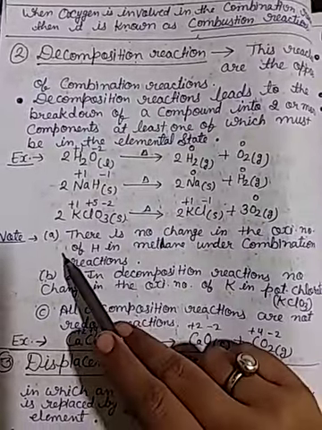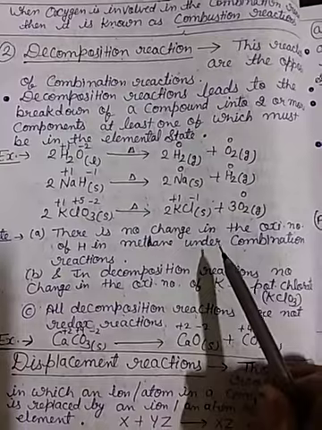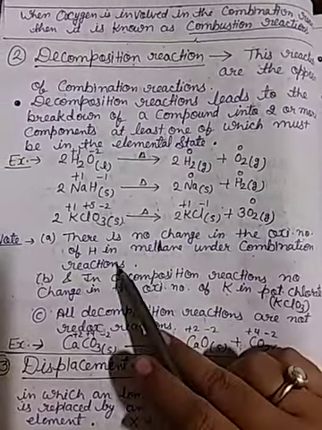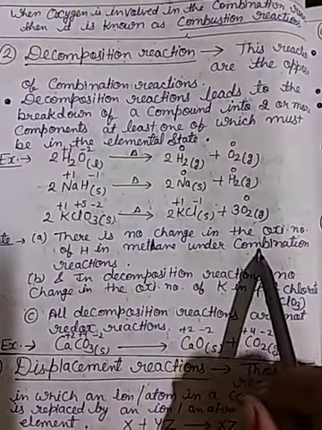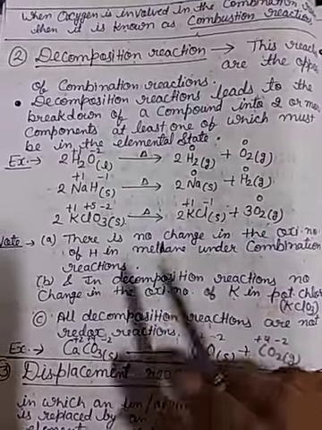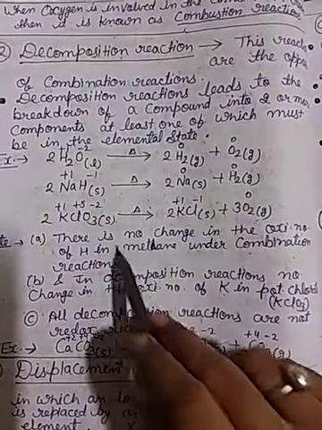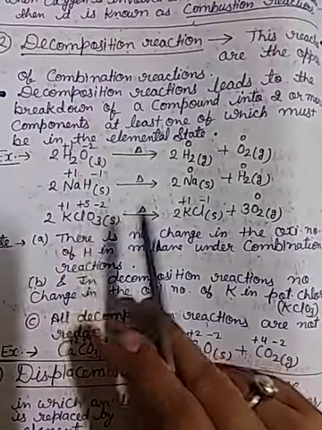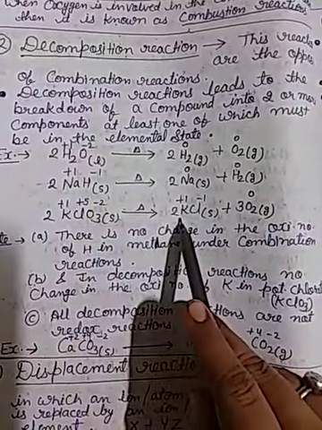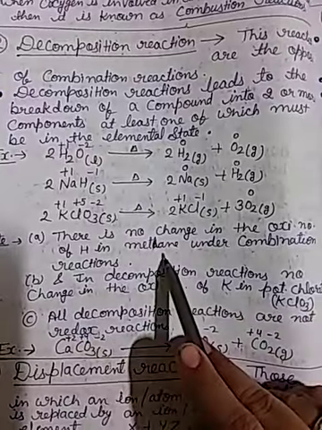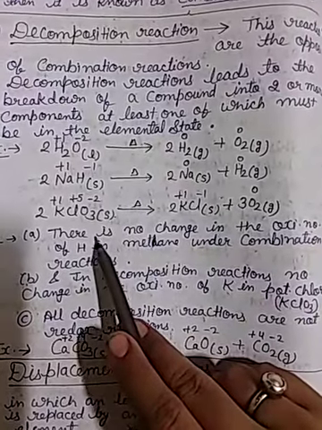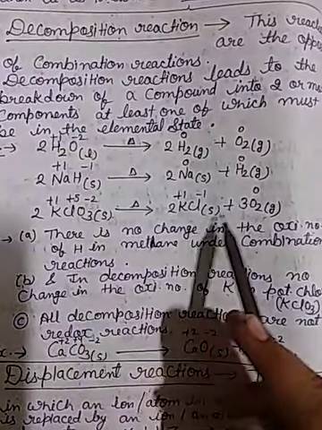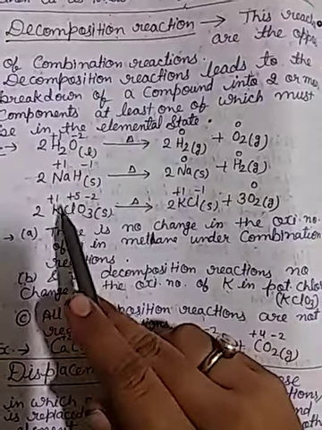The most important note related to decomposition and combination reactions: there is no change in the oxidation number of hydrogen in methane under the combination reaction. And second, in the decomposition reaction, take potassium in potassium chlorate: the oxidation number is +1 here and +1 here, so no change. In the methane combination example, the hydrogen oxidation number does not change. And in this reaction, potassium chlorate converts into potassium chloride and oxygen, and here also there is no change in the oxidation number of potassium.